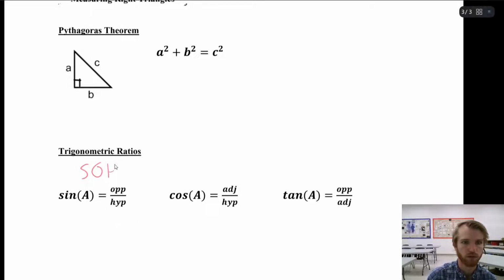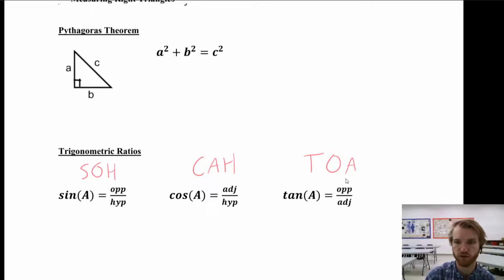Okay, sine S is opposite over hypotenuse. S for sine, O for opposite, H for hypotenuse. The first letter is always the ratio, like sine, cos, or tangent. The second letter is always the one that's on the top of the fraction, and then the third letter is always the one that's on the bottom. So sine is opposite over hypotenuse, CAH is cosine is adjacent over hypotenuse, and TOA is tangent is opposite over adjacent. Okay.